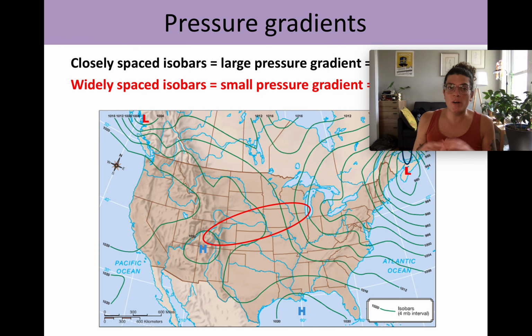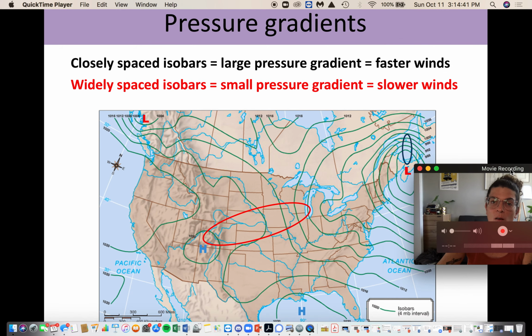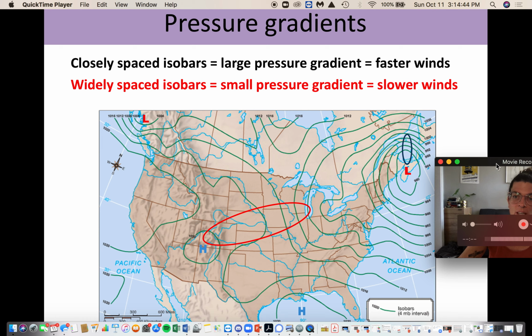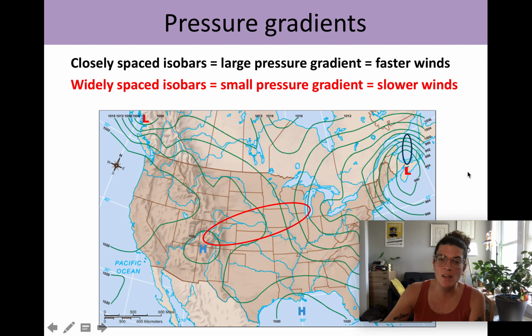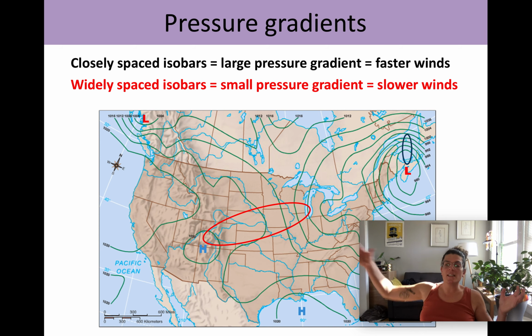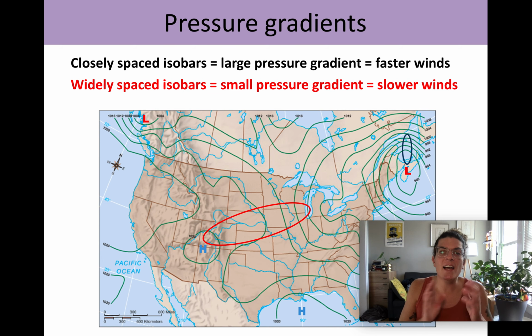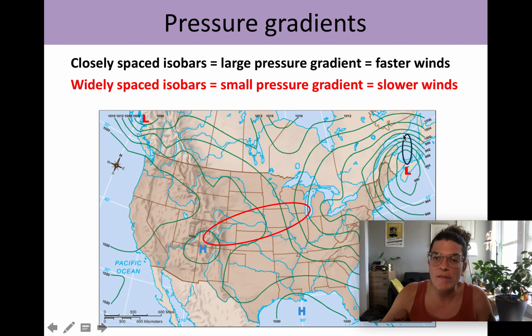We can measure the pressure gradient by how far apart the isobars are on our isobar map. So if the isobars are very far apart, then we have a very small pressure gradient, which means the winds are going to be significantly slower, right? The wind speed blowing across that distance is not going to be as fast as places where the isobars are very close together. So where the isobars are very close together, you have a high pressure gradient, right?